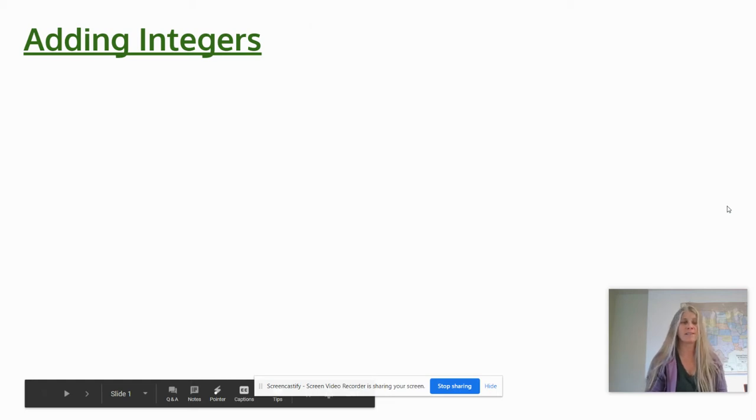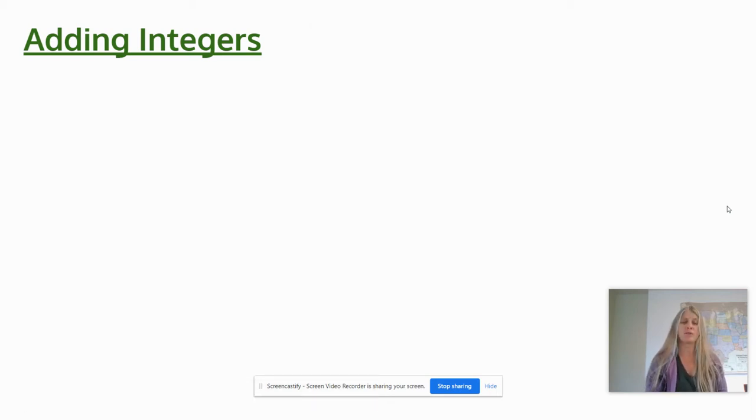Hello, ladies and gentlemen. Today we're going to talk about how to add integers together. Remember, integers are positive and negative numbers on the number line. So first we're going to go ahead and look at example number 1.